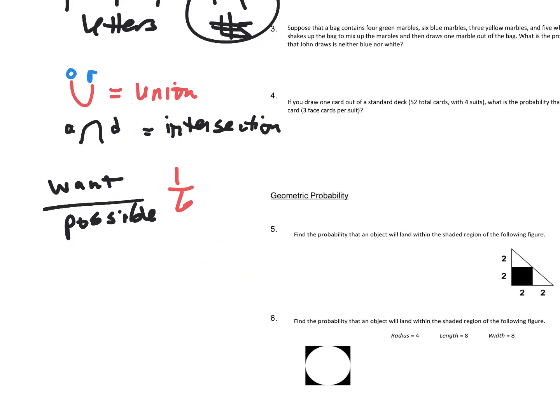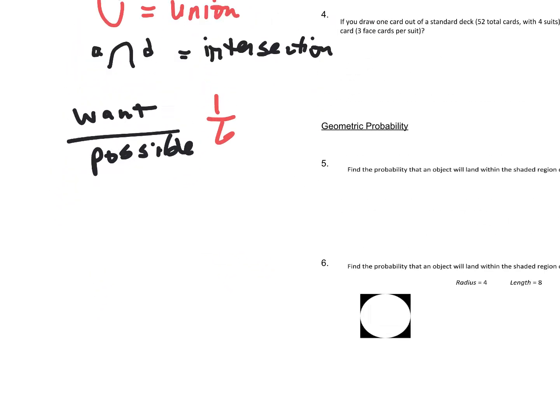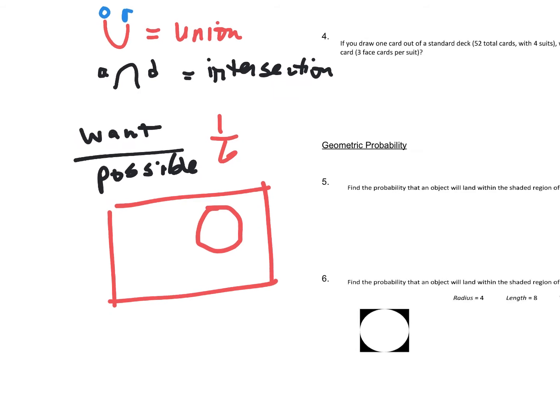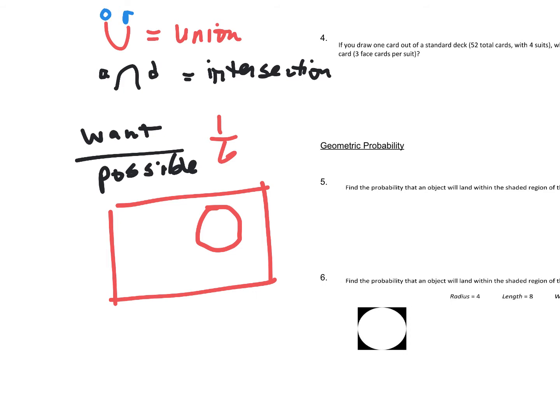All right, next. The kind where you have a shaded region. Draw one of these. Draw this. And it's either what you want over what's possible, which would be like, oh, I want to hit the circle, out of what's possible is the whole thing, the bigger thing. Or it's the bigger minus the smaller, all over the total. And the total is the bigger one, really. So I guess I can say big minus small over big.